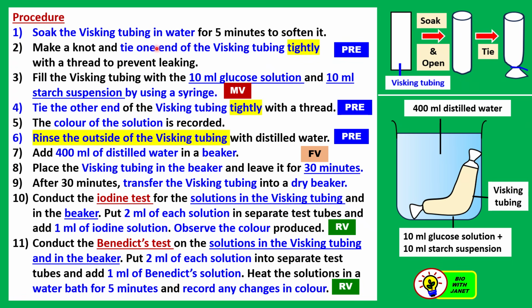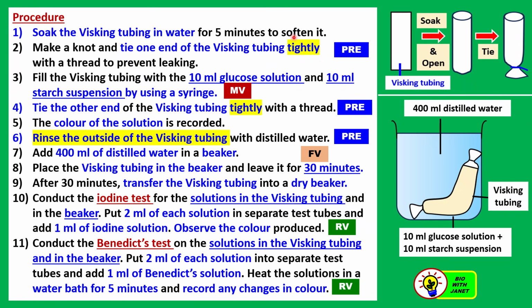Now let's look at our procedure. Procedure should contain the method to handle the MV, the method to handle the RV, and then the FV plus the precautions, even when you are writing the procedure. In this case, maybe the procedure is given, but depending on whatever it is, we still need to know the procedure well. So firstly, soak the Visking tubing in water for 5 minutes to soften it.